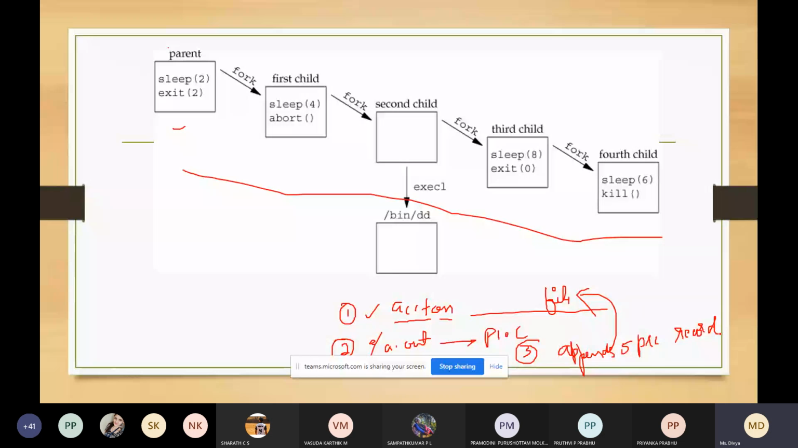So how many processes in total? Five processes means one parent and four child processes. Okay.